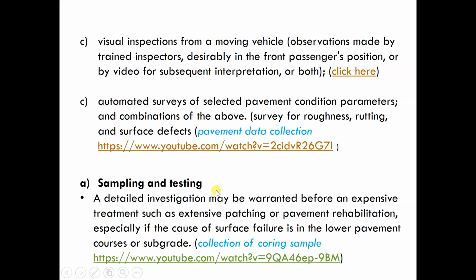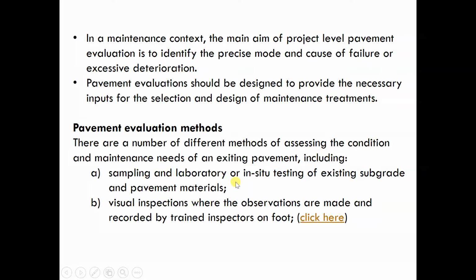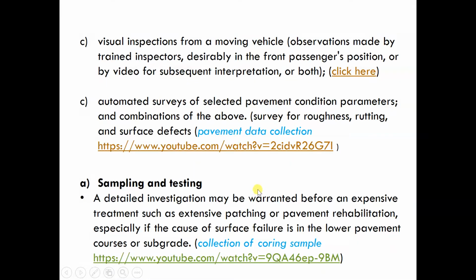Okay, we need to look through the different parts in slightly more detail. Sampling and testing. The first one is sampling in laboratory or in situ testing. A detailed investigation may be warranted before an expensive treatment such as extensive patching or pavement rehabilitation, especially if the cause of surface failure is in the lower pavement course or subgrade.